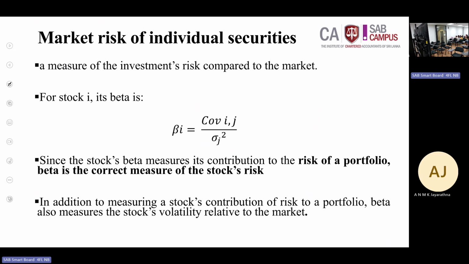Covariance between two assets, let's take I and J. Covariance between I and J, divided by the variance of the other asset in the portfolio, that is J. It should be variance of J. If we are finding the beta of I, the covariance between I and J should be divided by the variance of the other asset, that is 2.